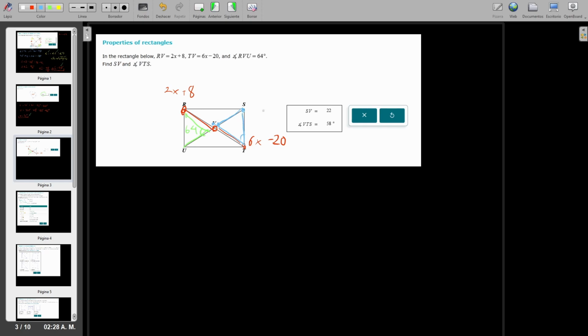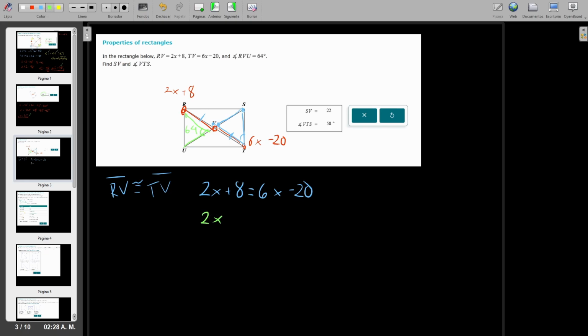Okay, this is actually really easy. We need to know that this whole segment is the same, this part and this part are of the same length, so the segment RB is congruent to the side TB, so it is going to be 2x plus 8 equals 6x minus 20. So we're going to be solving this.